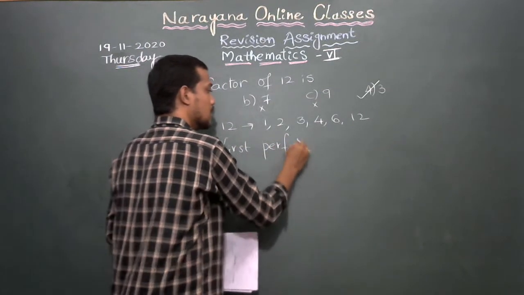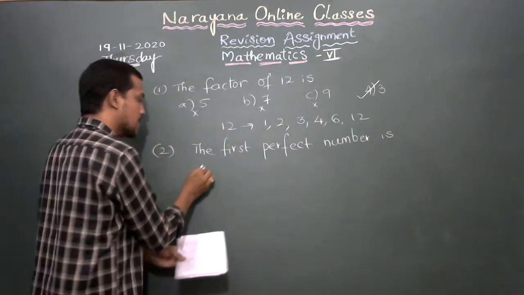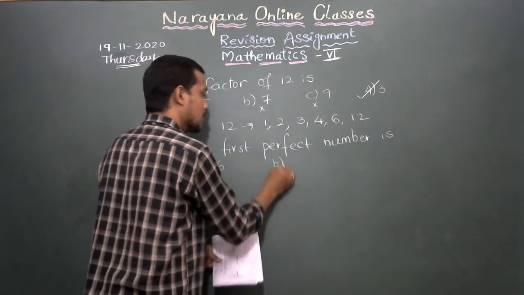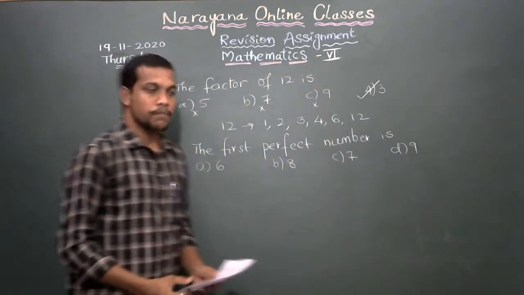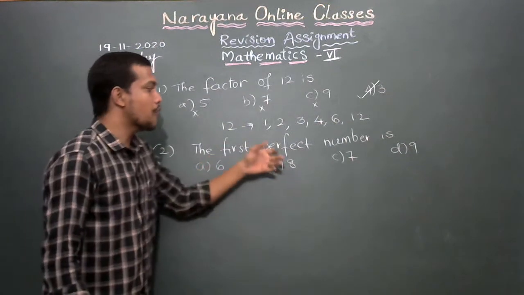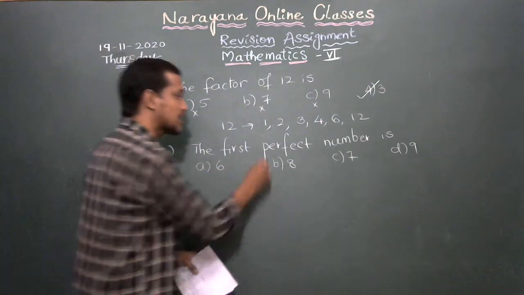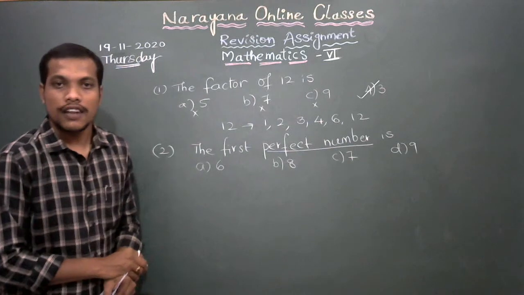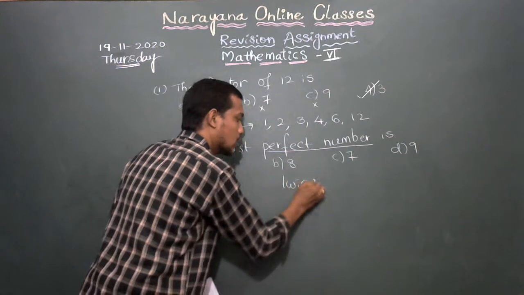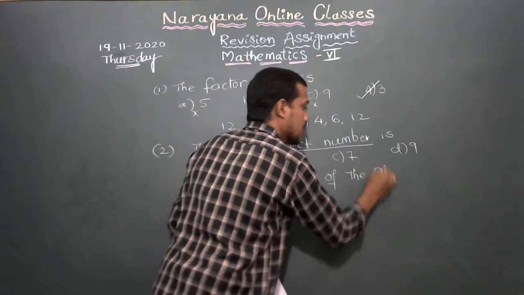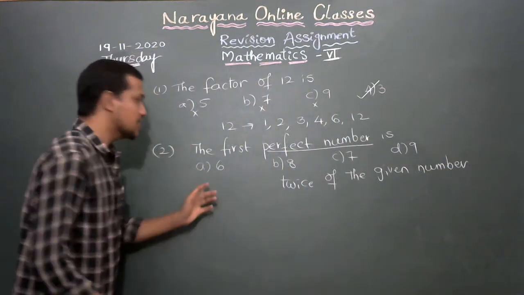perfect number. Options: 6, 8, 7, 9. So the first perfect number. Before we discuss this question, what is a perfect number? A perfect number is nothing but a number equal to twice the given number. So now verify each and every option.